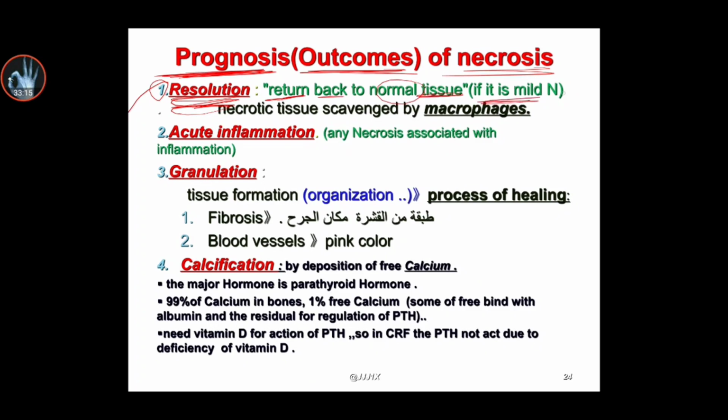If it was mild necrosis, low necrosis, the tissue can return to the normal shape and normal function. This is one of the outcomes. Necrotic tissue is scavenged by macrophages, meaning the necrotic tissue does not return as it was but is removed by macrophage cells. So one of the outcomes is resolution.